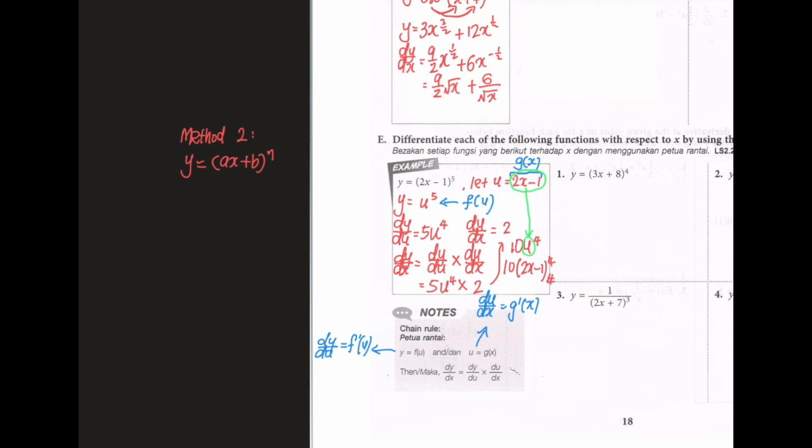So if a linear form takes power n, the formula is, okay, first, the power n, move in front and multiply with ax plus b. The power n, you have to minus 1. So it seems like this is the normal step: power move in front and multiply, then the power minus 1. But we have one extra thing.